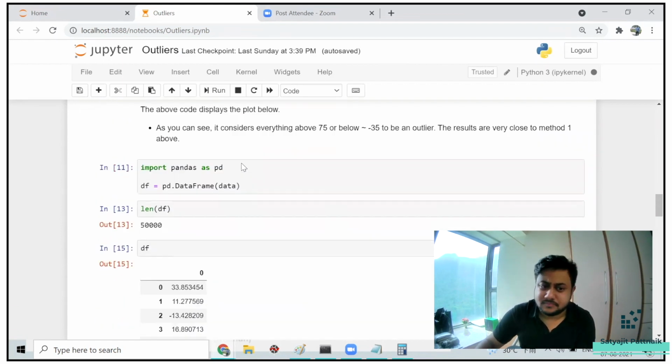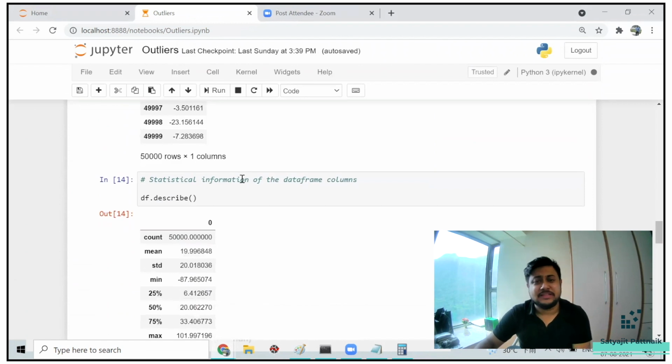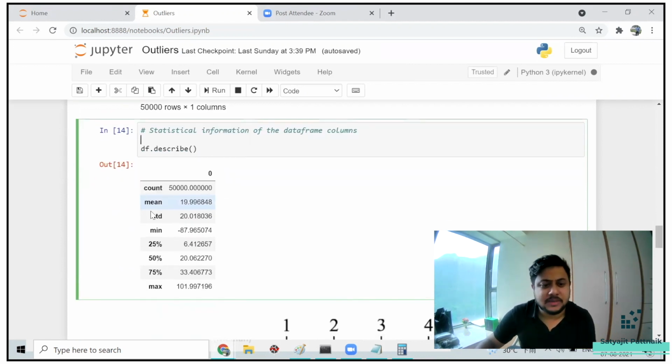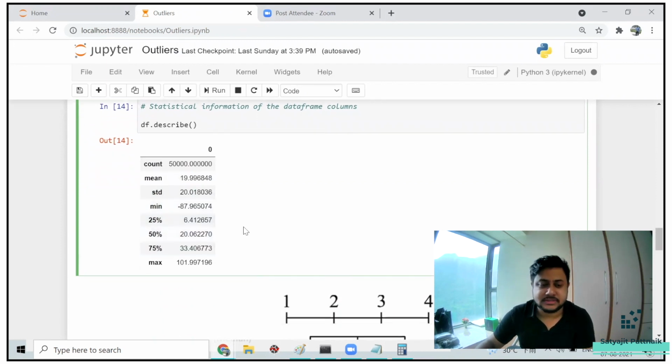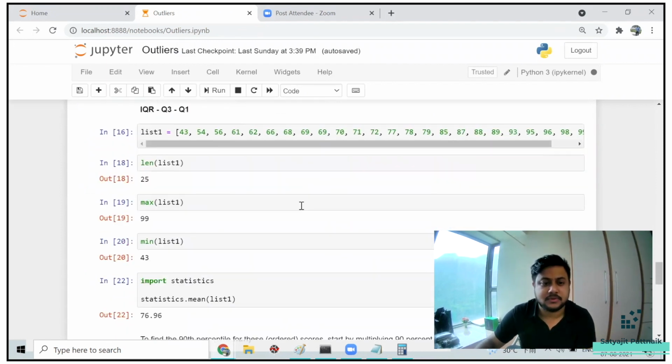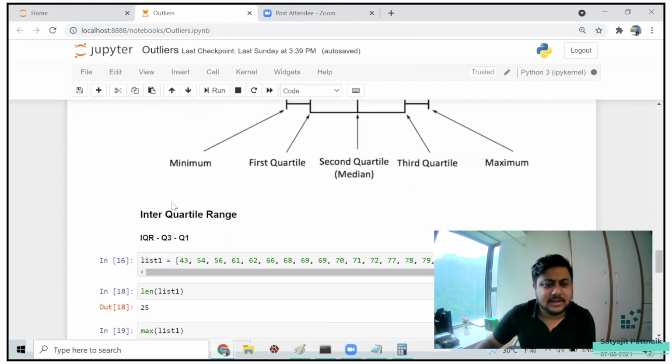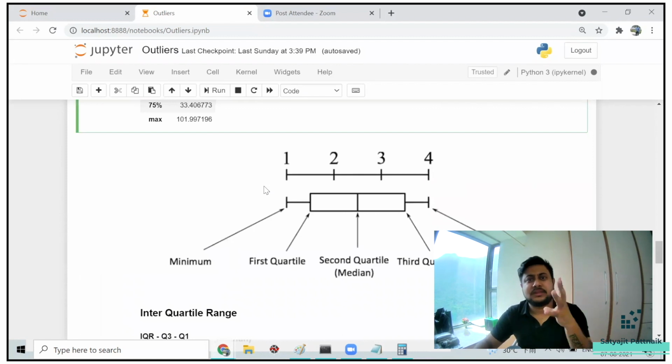Now, how to identify the outliers? You can see the boxplot is very similar to the pandas describe method. Pandas describe also gives the statistical information of the data frame column, right? It gives me mean, standard deviation, minimum, 25, 50, and 75 percentile, and max. This is all about that. Okay, so what is the interquartile range? Interquartile range is the difference between Q3 and Q1, which is your third quartile and the first quartile, 75th percentile minus 25th percentile.